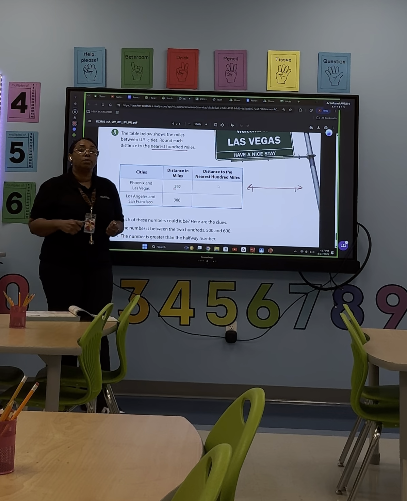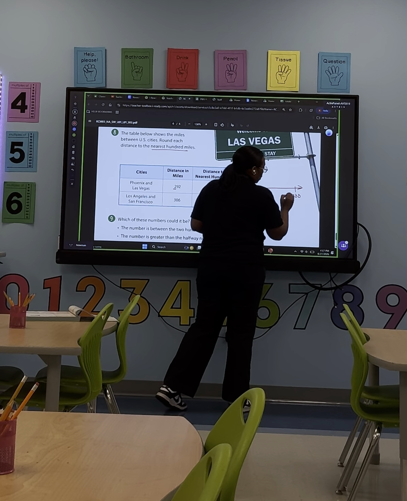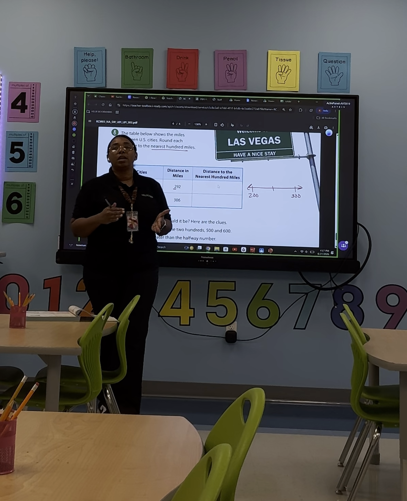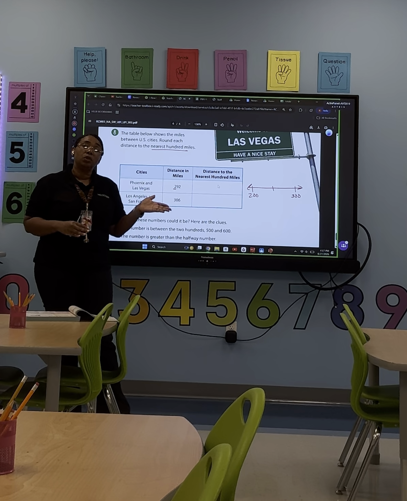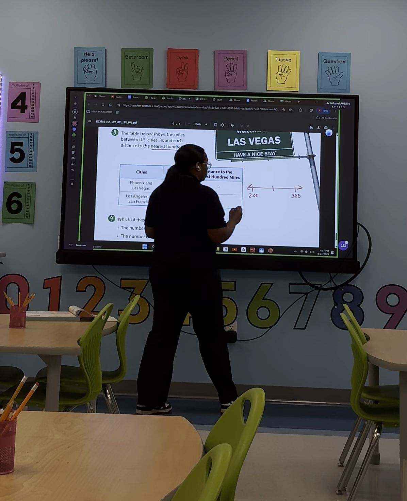Now, the ending number is going to be 100 more than 200. That's going to be 300. Now we're going to move to the next step, which is finding our halfway number. What is halfway between 200 and 300? Well, that is going to be 250.